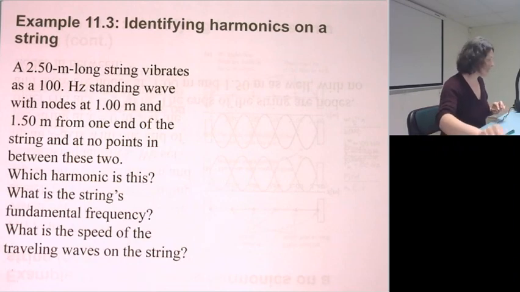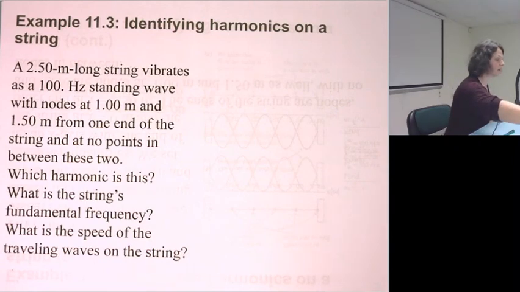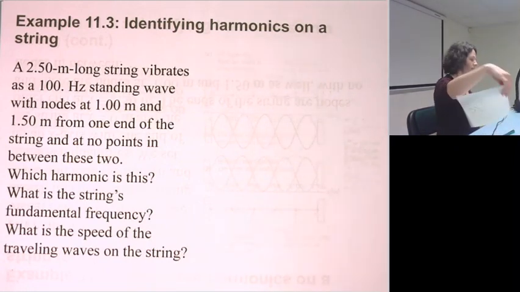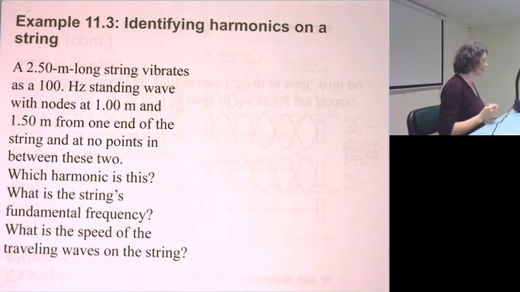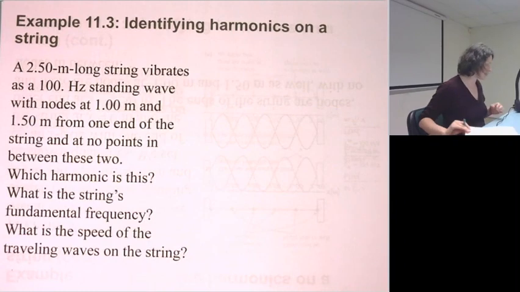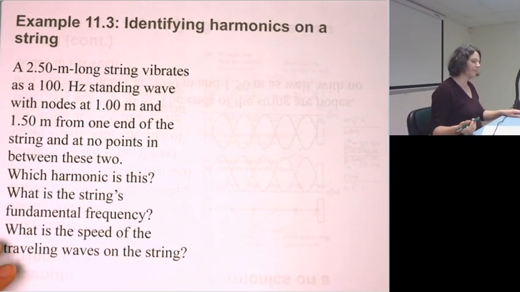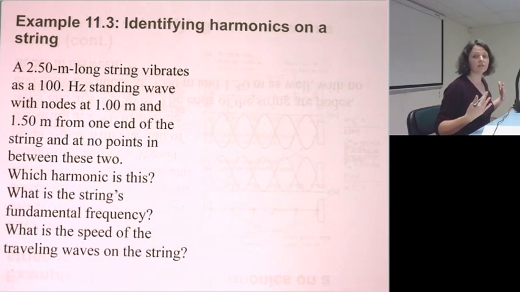So I have a 2.5 meter string that vibrates as a 100 hertz standing wave, and it's got nodes at 1 meter and 1.5 meters, and no points in between. We want to figure out which harmonic this is. What is the string's fundamental frequency? And what's the speed of the waves that are traveling on the string? Okay, so let's pause it, get started.